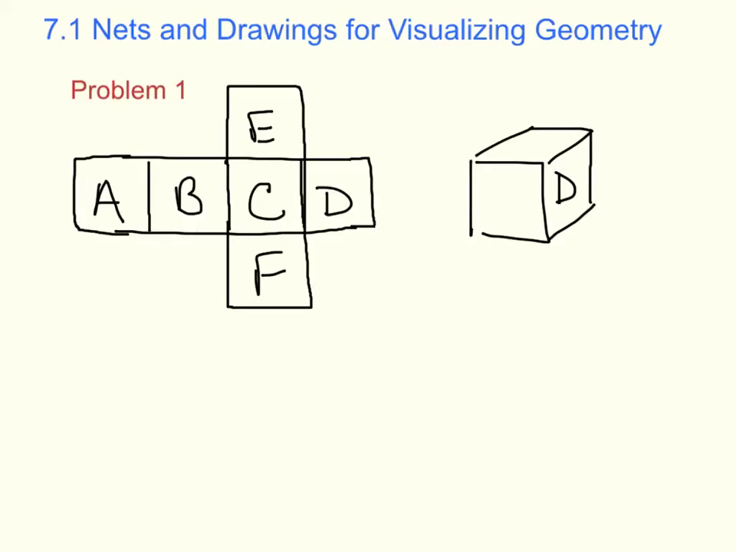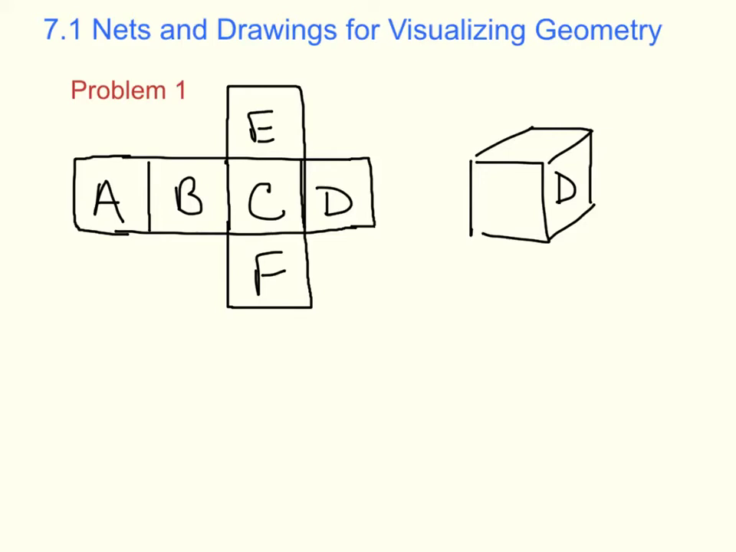A net, vocab word number 1, is a two-dimensional diagram that you can fold to form a three-dimensional figure. A net shows all of the surfaces of a figure in one view. So in problem number 1, we're going to start by identifying a solid from a net.